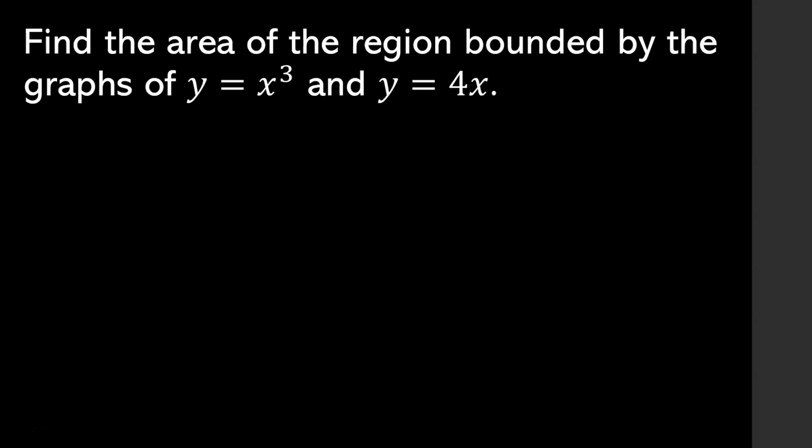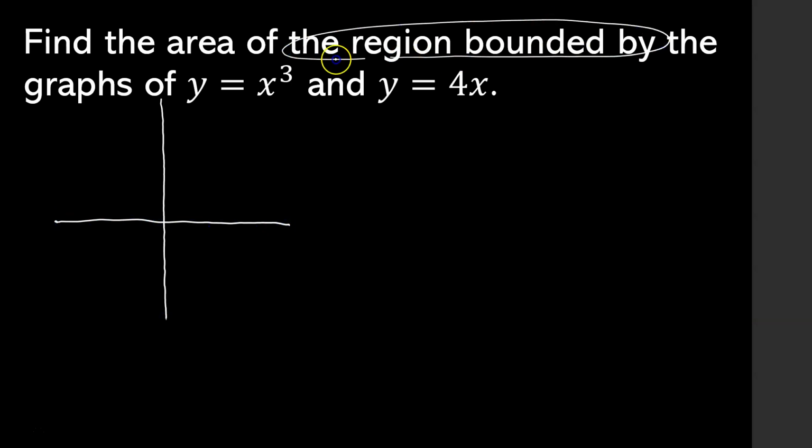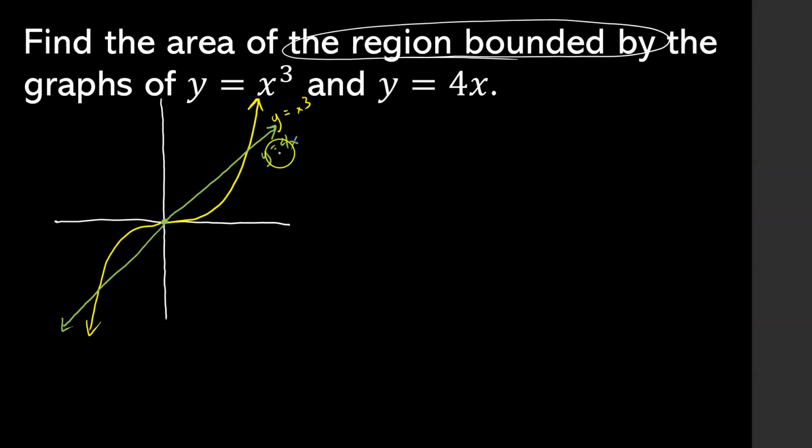Let's try to go in order of everything important here. So, area bounded by x cubed and 4x. Since we see area of the region bounded by, we're talking about always positive area. That's going to be super important here. Let's see, x cubed looks something like that. And 4x also goes through 0, 0, so I have one intersection point. Okay, so that's 0, 0.